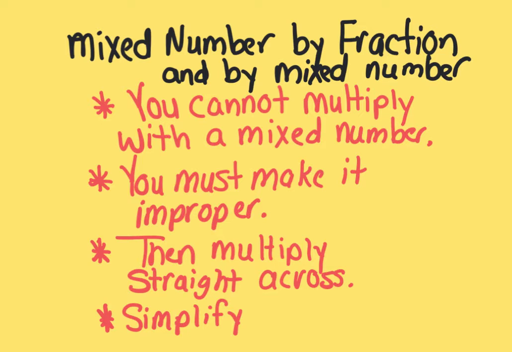It would be easy if you could do that, but you can't do it that way. You must make it an improper fraction. So turn your mixed number into an improper fraction. Once you do that, you will be multiplying an improper fraction times a proper fraction. Then all you have to do is multiply straight across and simplify.